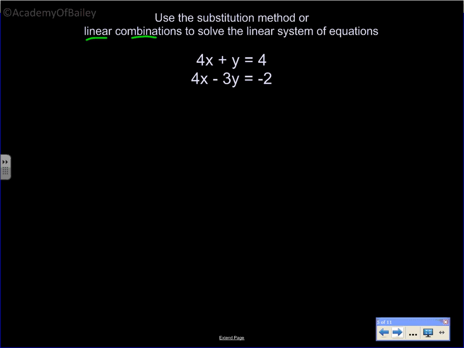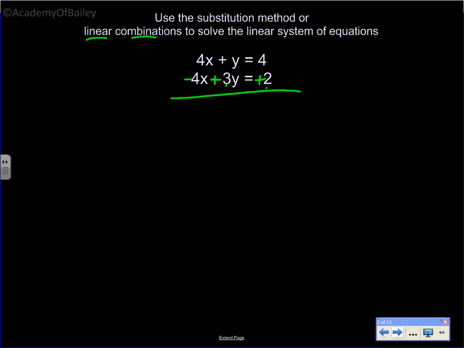So if we multiply this equation by -1, what really happens? Well, we change the signs on everything. So what's -1 times 4x? You get -4x. And what's -1 times -3y? You get +3y. And -1 times -2, you get a +2. So instead of rewriting that equation, I'm just going to change those signs.